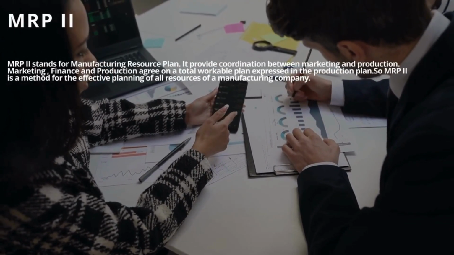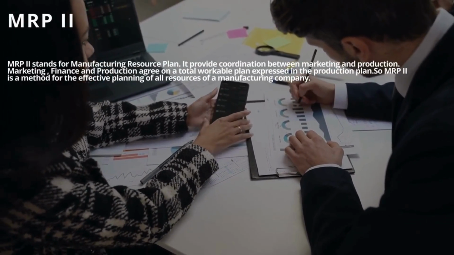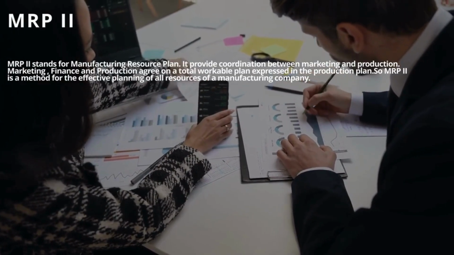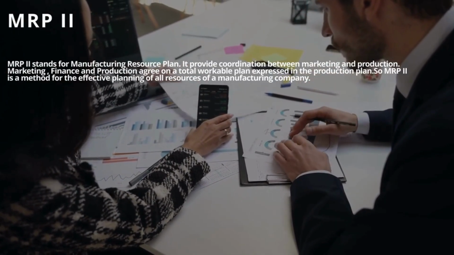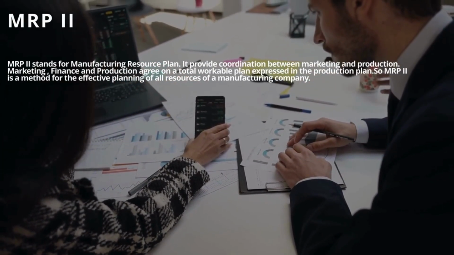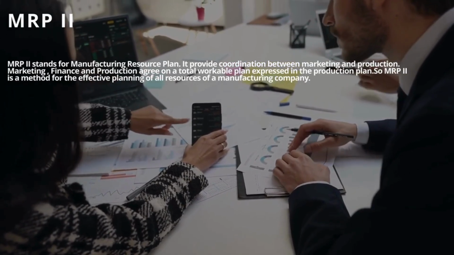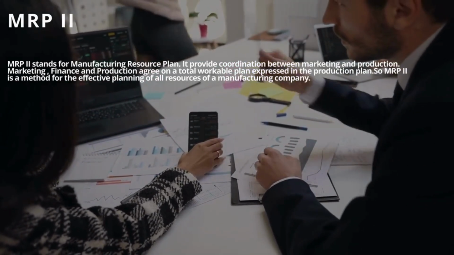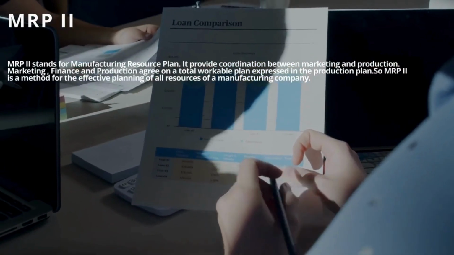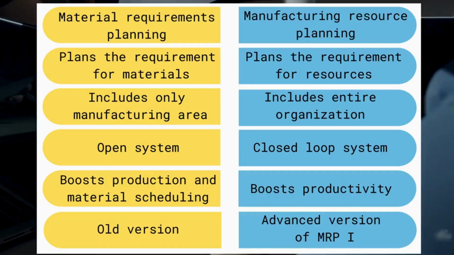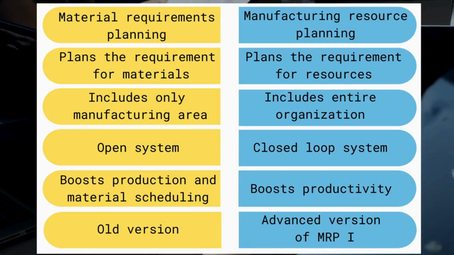While MRP2 stands for Manufacturing Resource Plan, it provides coordination between marketing and production. Marketing, finance and production agree on a total workable plan expressed in the production plan. So MRP2 is a method for the effective planning of all resources of a manufacturing company. We can see the difference between these two in this table.